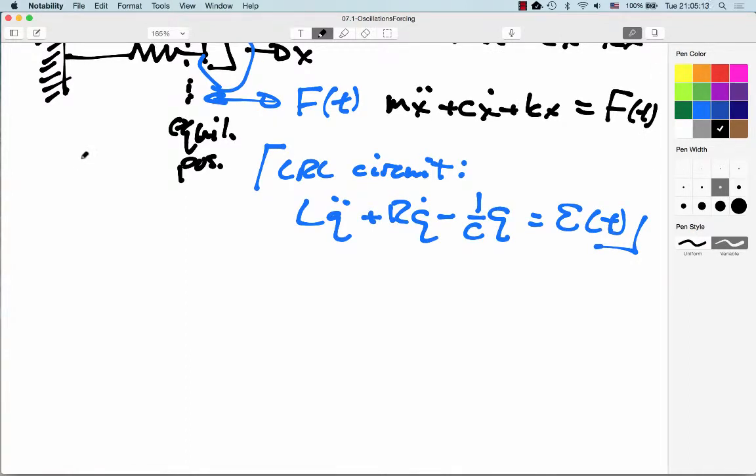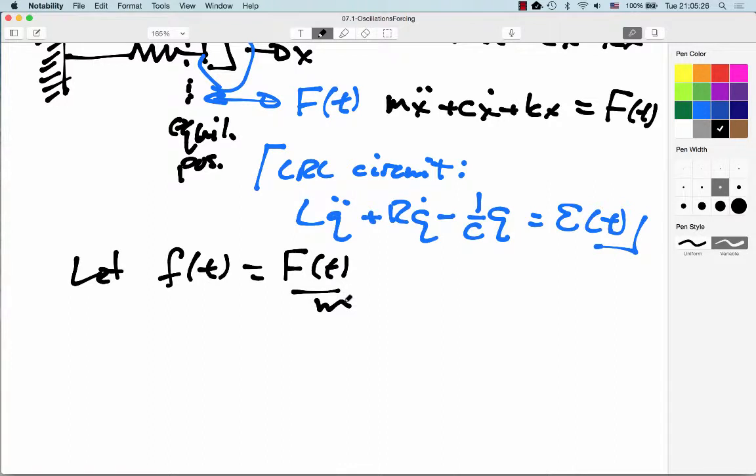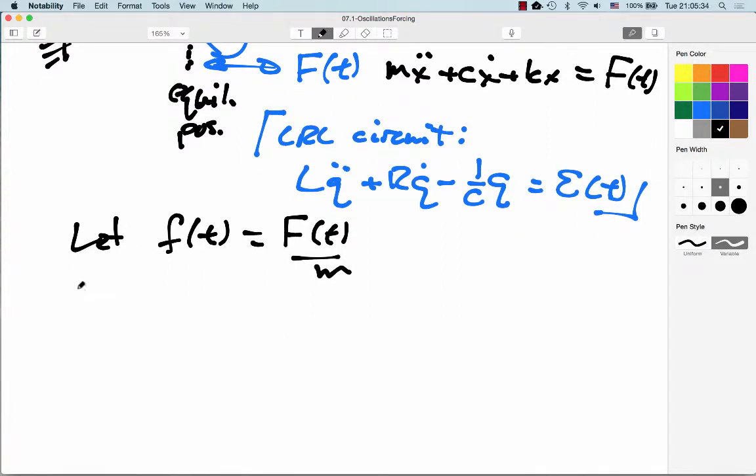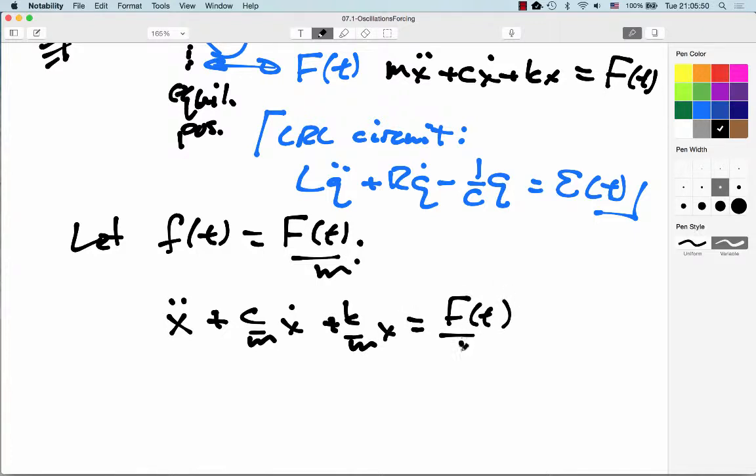We need to divide through by m to get into standard form. So let lowercase f of t be what you could call a reduced force, although I've never really heard anyone call it that. We'll just let it be that. So when we divide through by m, we're going to have x double dot plus c over m x dot plus k over m x equals F of t over m.